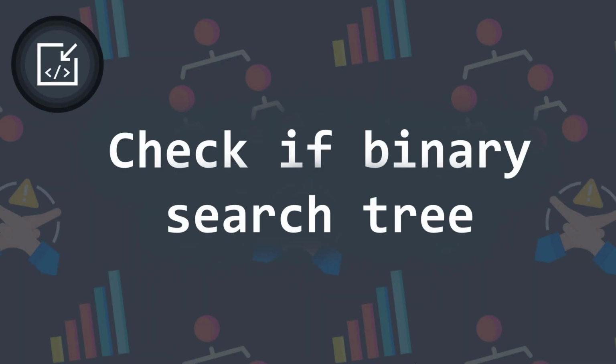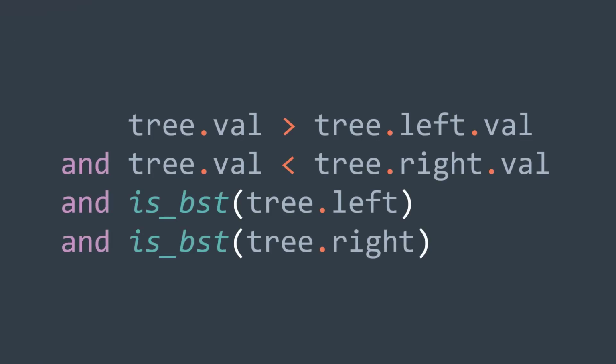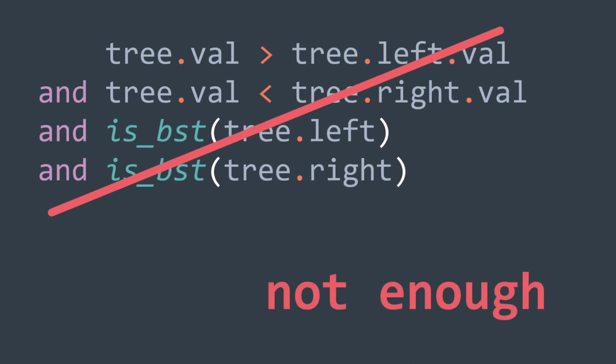A common solution to this problem that a lot of people think of is to check if the actual node is greater than the left child, smaller than the right child, and that both subtrees are also BSTs. But this solution doesn't always work. Checking that the node is greater than its left child is not enough. It has to be greater than all the nodes in the left subtree. Same issue with the right side.